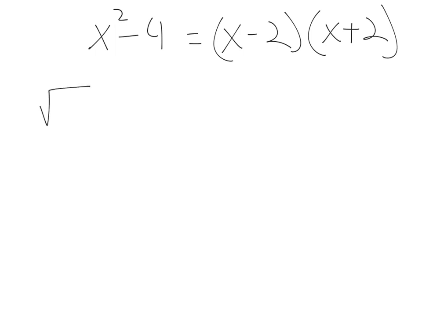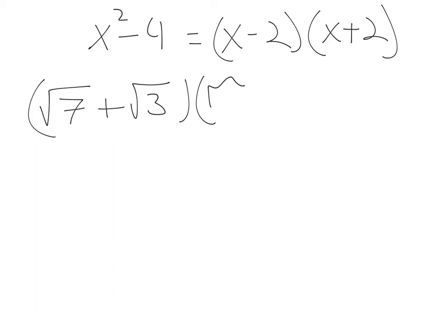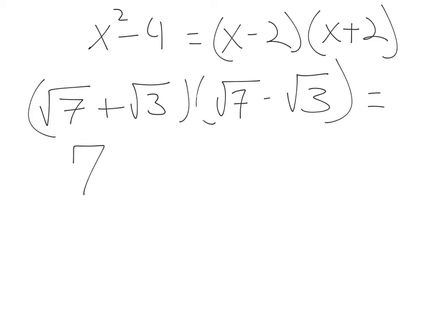So the square root of 7 plus the square root of 3 times the square root of 7 minus the square root of 3. See, same two terms, but one's with plus, one's with minus. That's just equal to 7 minus 3, or 4. And if you FOIL that out, you'd find out the same information. It's just easier if you recognize conjugates when you can.